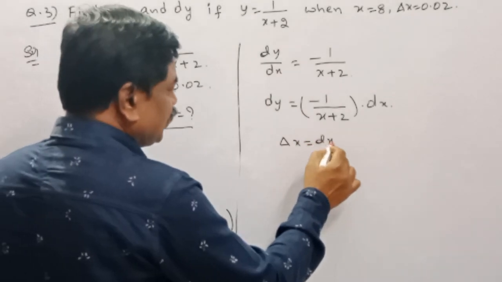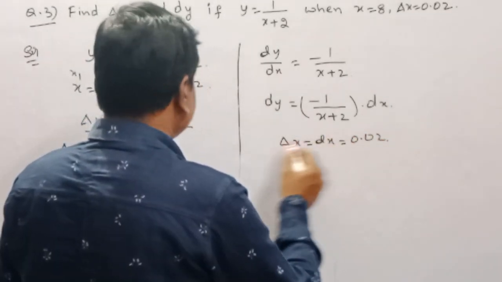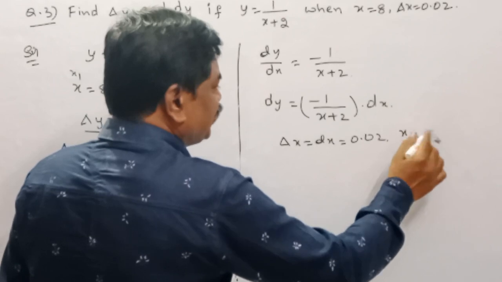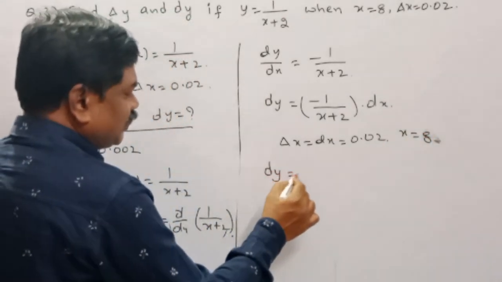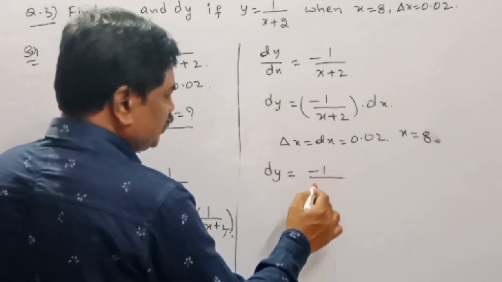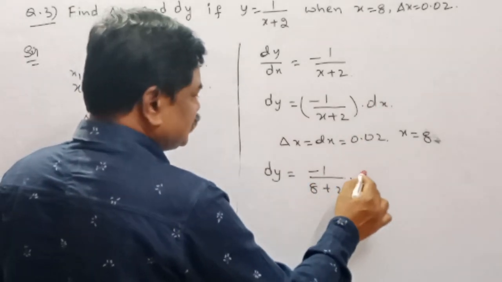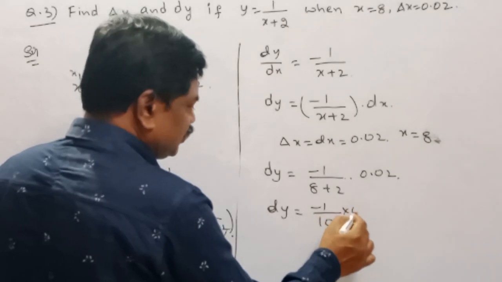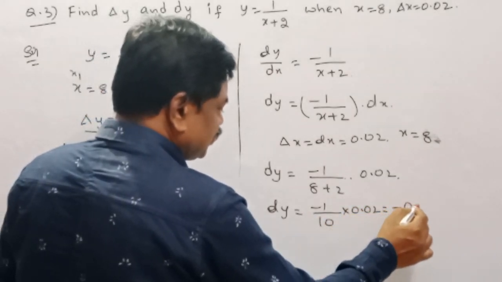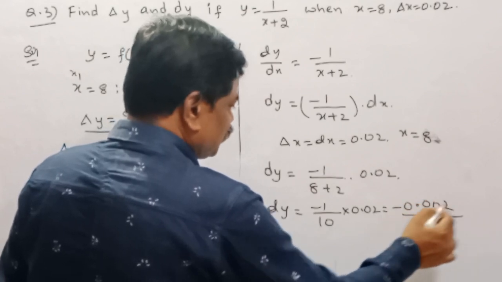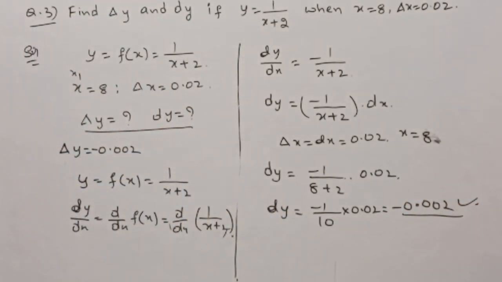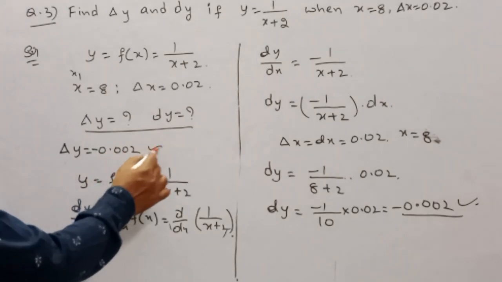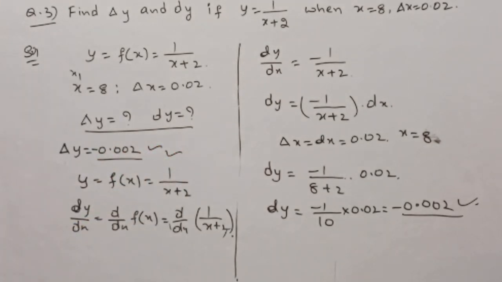Delta x is equal to dx is equal to 0.02, which is given. Then we apply x is equal to 8. dy is equal to minus 1 by 8 plus 2 into dx, which is 0.02. So dy is equal to minus 1 by 10 into 0.02, which is minus 0.002. Minus 0.002 is the dy. That's all. Thank you.